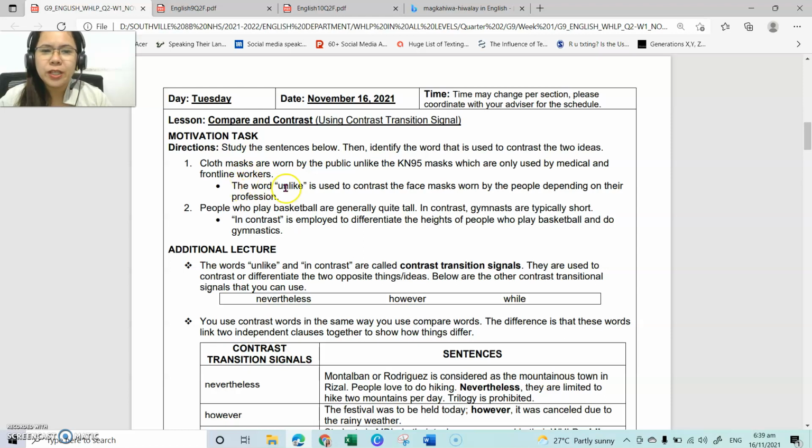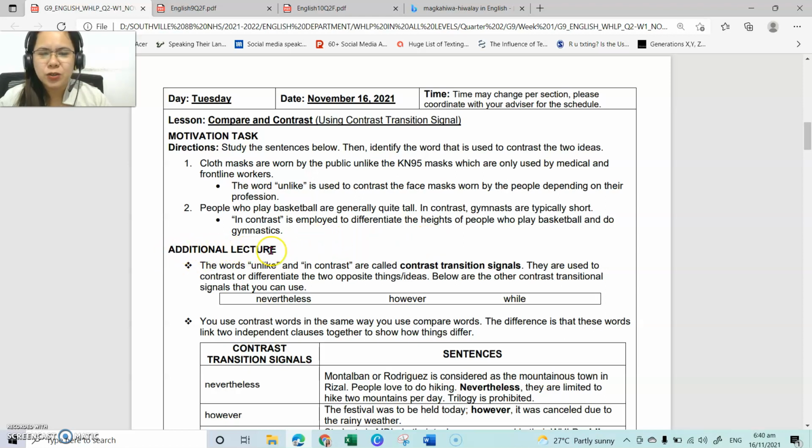Now, the word unlike is used to contrast the face mask worn by the people depending on their profession. Number two, people who play basketball are generally quite tall. In contrast, gymnasts are typically short. In contrast is employed to differentiate the heights of people who play basketball and do gymnastics. Okay?